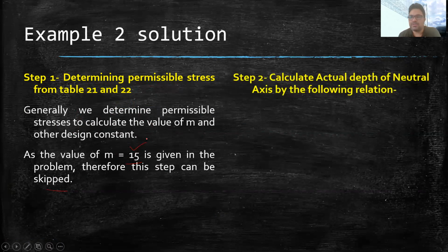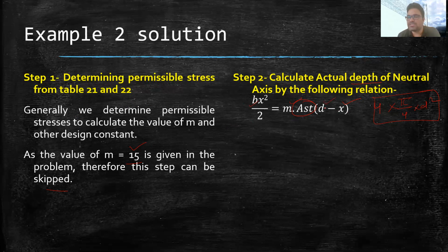Now, in the second step, actual depth of neutral axis is required to be calculated. And again, we will use the same relation to find out the value of X, and all other values are given like AST. There are 4 bars, so 4 multiplied by area of cross section of 1 bar. So this will be pi d square by 4. So the same we can write here. M is given, B is given, B is 300, and D is given already, which is 600. So all the values are given except the value of X.